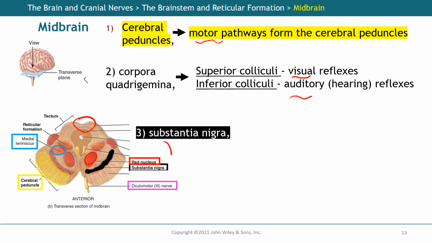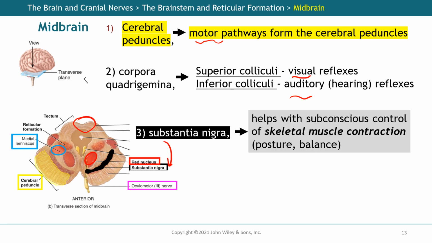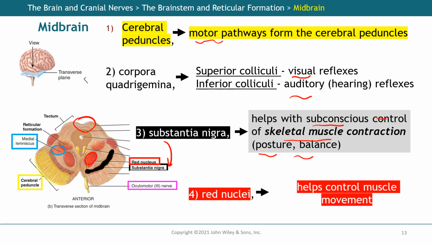Finally, here you can see the last two: the substantia nigra, that is in charge of the subconscious control of skeletal muscle contraction. So here, for example, the posture and the balance, and remember this is subconscious. And finally, the red nuclei, that is in charge of the control of muscle movement.